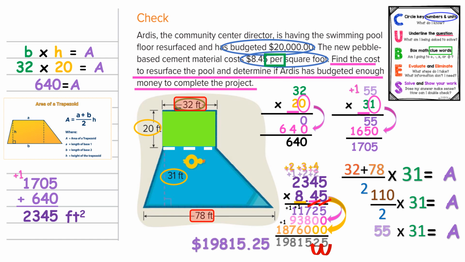My answer is yes, right? Because the answer is, did they budget enough to cover the pool? They budgeted $20,000, so the answer is yes.